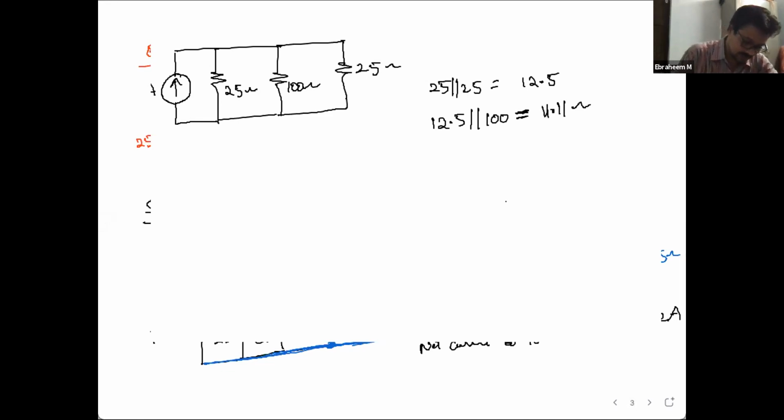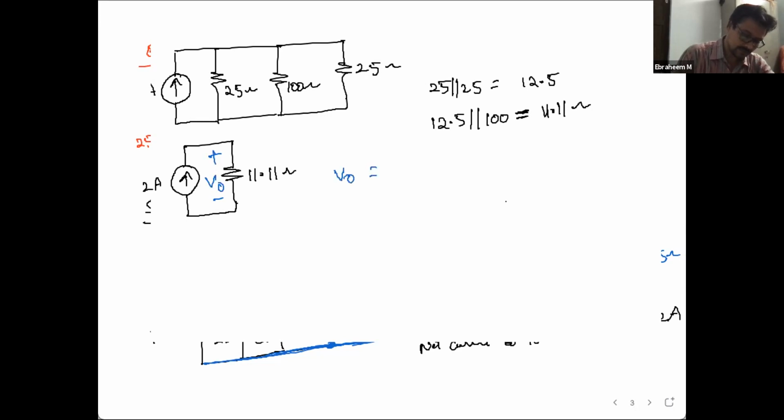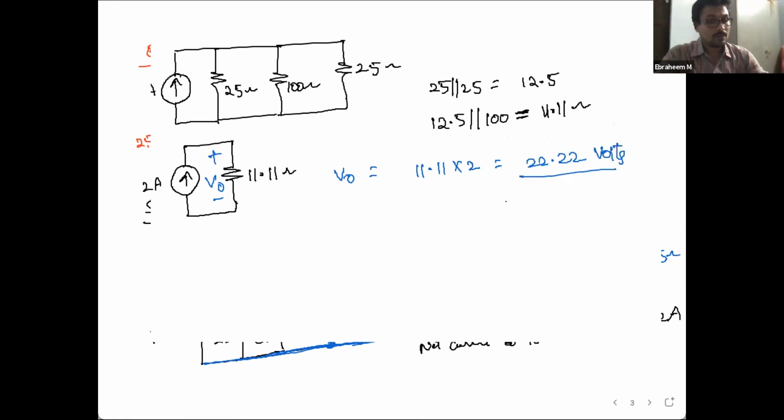Ohms. So then the circuit becomes 2 amperes across 11.11 ohms, whereas the voltage V naught remains the same. So V naught is equal to how much? 11.11 into 2, so 22.22 volts. Is it clear? Yes, sir.